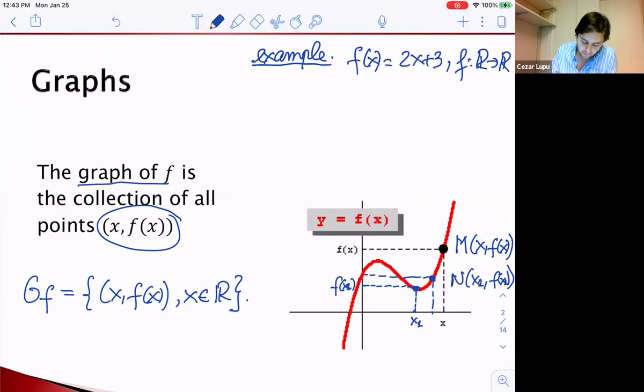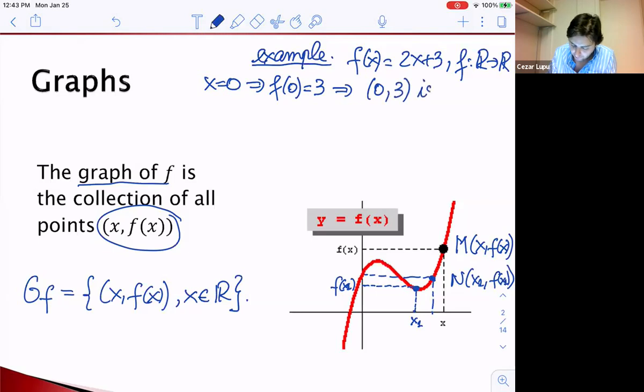So for example, if you plug in x equals 0, you'll get f of 0. And f of 0 will be 3. So you'll have that this point, let's say 0, 3, is on the graph of f. And to draw the graph of this function, you only need 2 points. But anyway, let's see more.